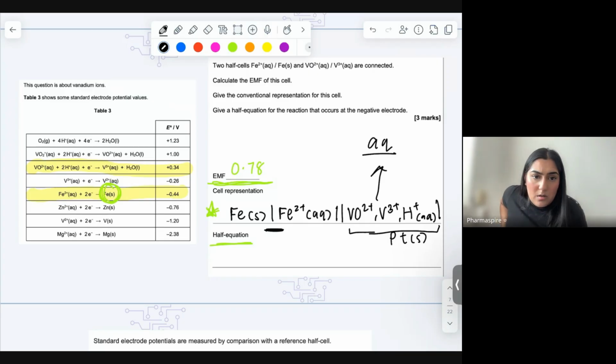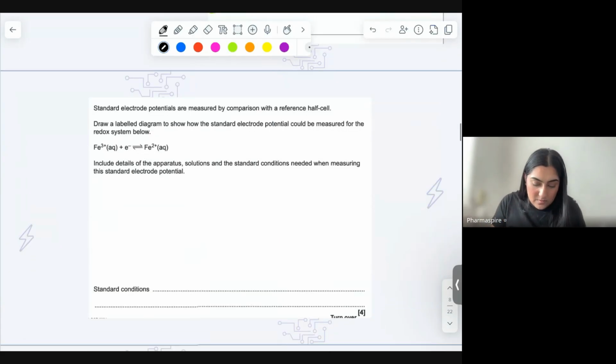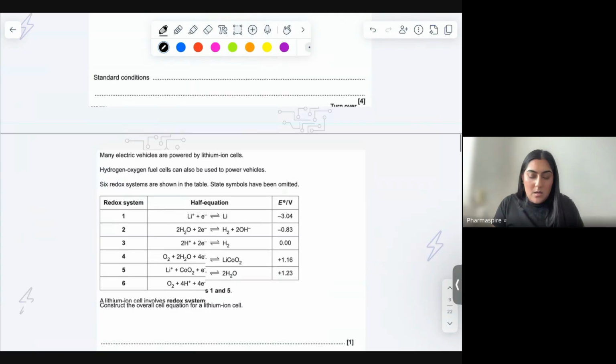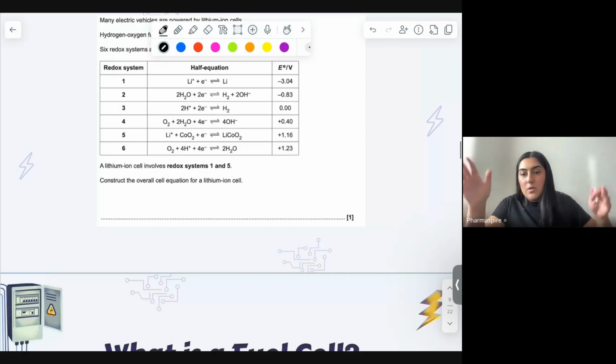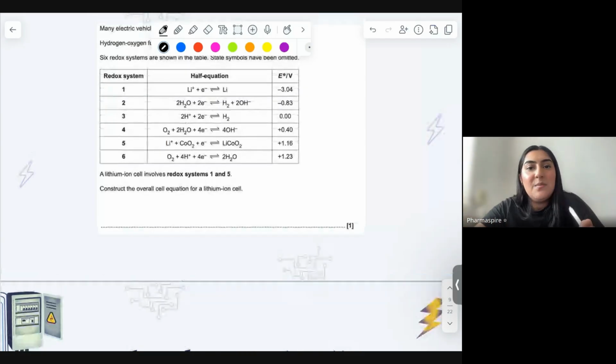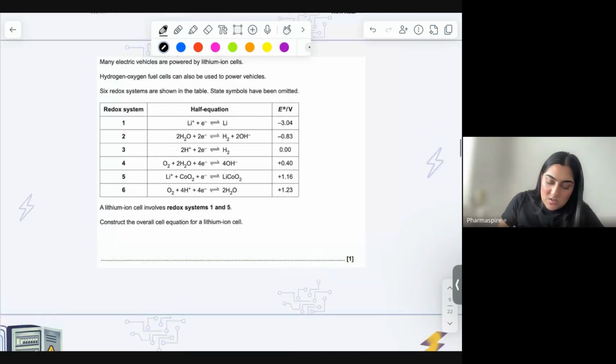Lithium cobalt. Where's lithium cobalt? We're going to do that now. Right, let's talk about lithium cobalt, because Kitty asked. Do you actually need to remember lithium cobalt? They give you the redox systems. You don't need to remember it. You can figure it out. So let's do this one easy. They said systems 1 and 5.